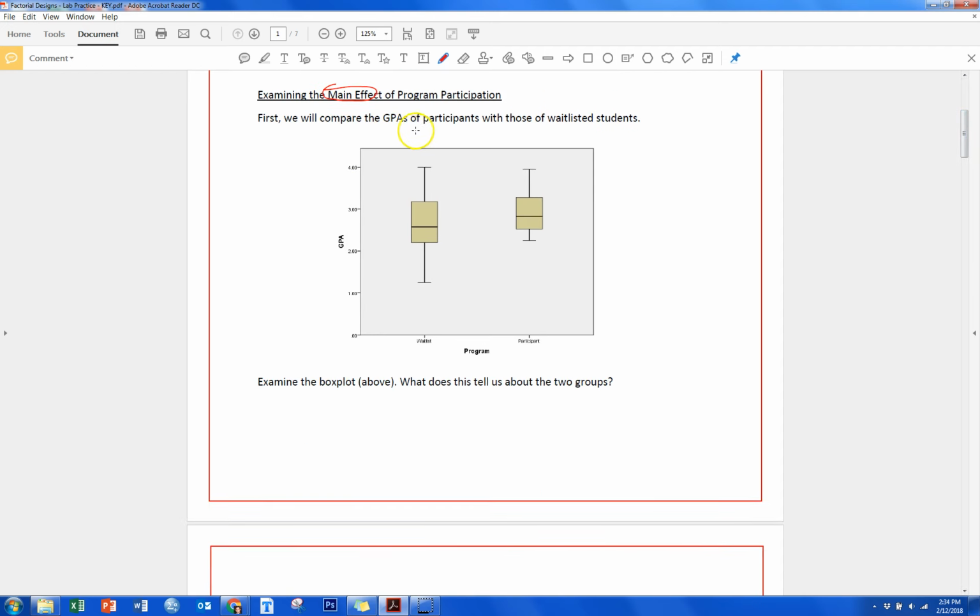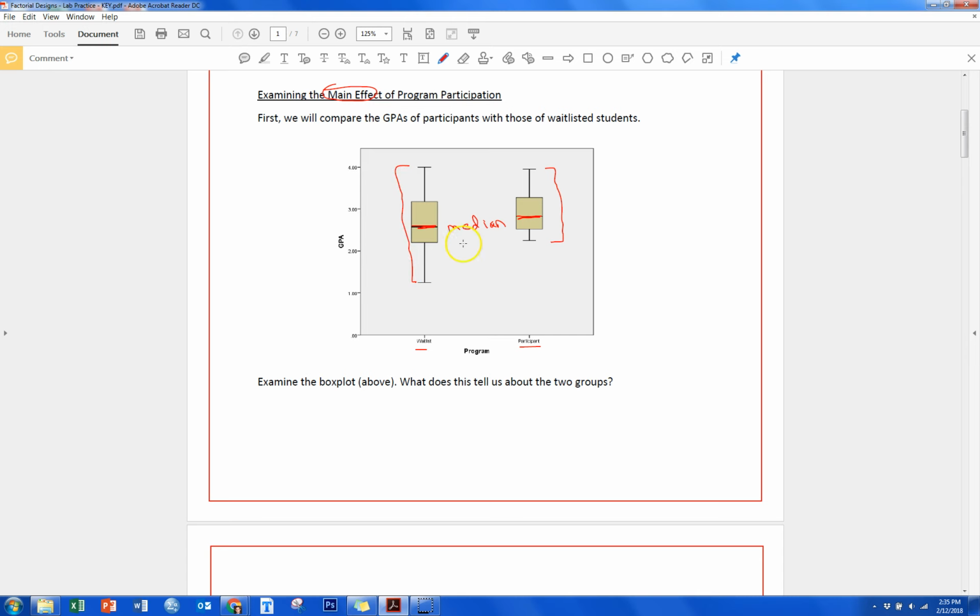First, we'll compare the GPAs of participants with those of waitlisted students. So we have the waitlist kids on this side. We have the participants on this side. So we have a box plot right here. What does a box plot tell us? Well, box plot gives us the median score. So the centered line in a box plot is the median. It's not the mean, it's the median. Many students confuse that, and they think this is telling us the mean. It's not. It's giving us the median score, and it gives us the range. This is the lowest score and the highest score.